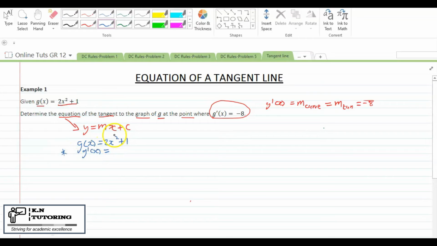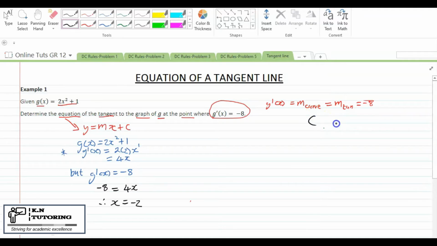Okay, then if I differentiate, I will get 2 times 2, which is 4x, and the derivative of a constant is 0, so this will be 4x. And I say, oh no, but I've been told that g prime x is equal to minus 8. Therefore, I can substitute and say minus 8 is equal to 4x. Therefore, x is equal to minus 2.